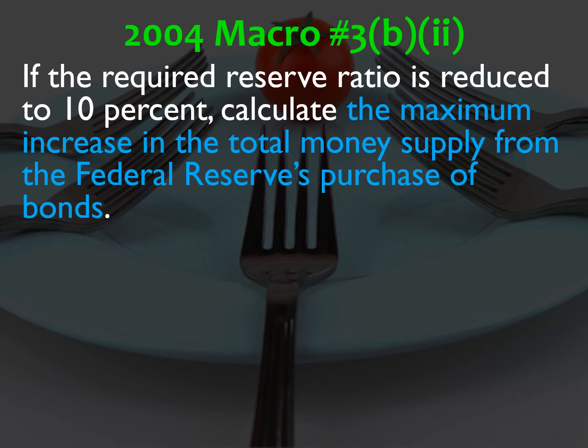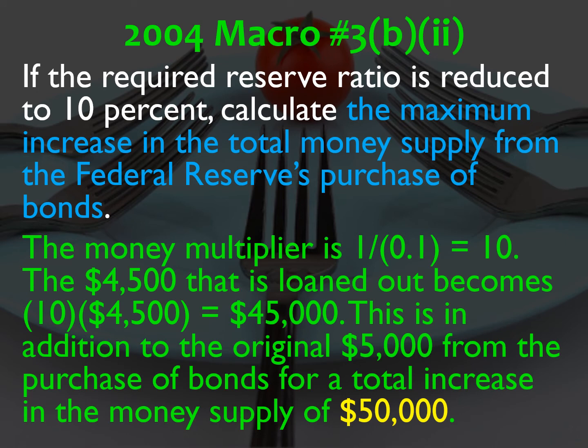Now let's look at the maximum increase in the total money supply from the purchase of bonds. So you can look at it in a couple ways. First, the money multiplier is 1 divided by the required reserve ratio, which in this case is 0.1. 1 over 0.1 is 10. So the bank can lend out the $4,500 that we saw in part B1. So you can multiply that by 10 for the maximum change in the money supply from the loans, which comes out to $45,000.